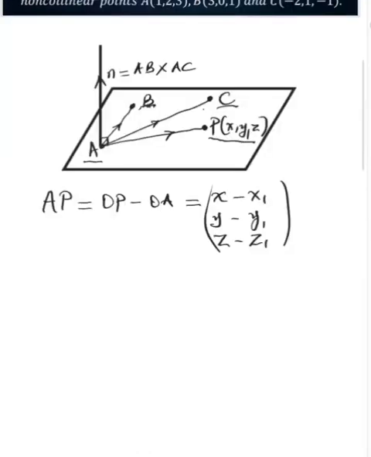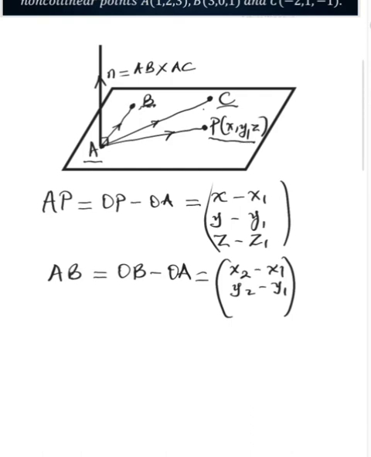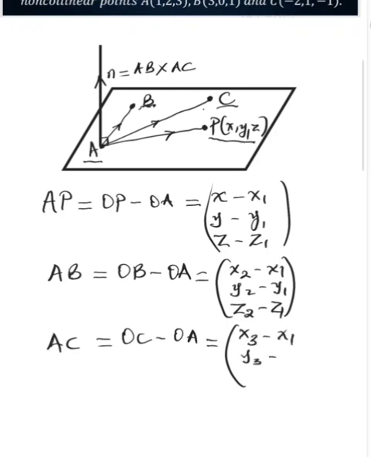In a similar manner, we have vector AB, which is supposed to be OB minus OA, and it has components x2 minus x1, y2 minus y1, and z2 minus z1. In the same way, we also have vector AC, which is equal to OC minus OA, and corresponds to the vector components x3 minus x1, y3 minus y1, and z3 minus z1.